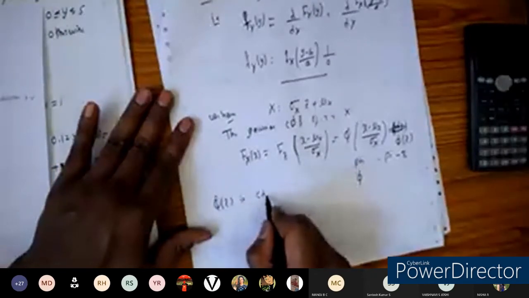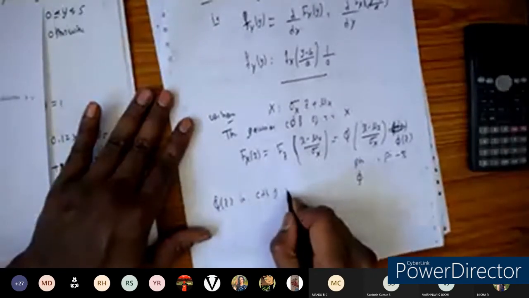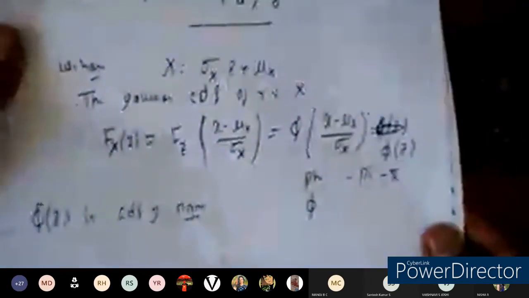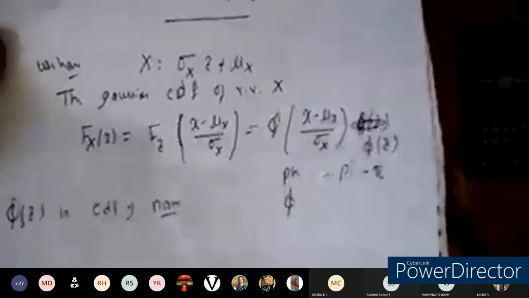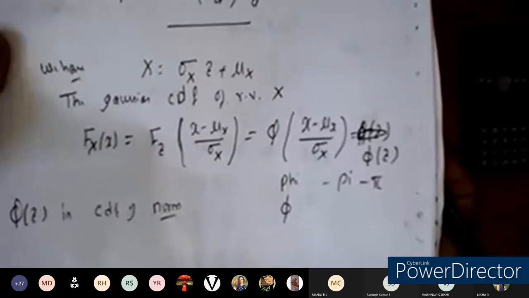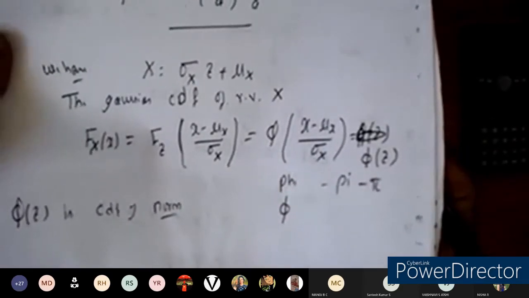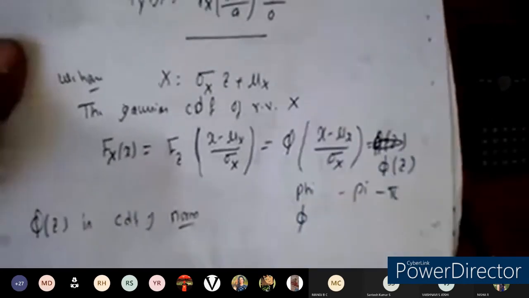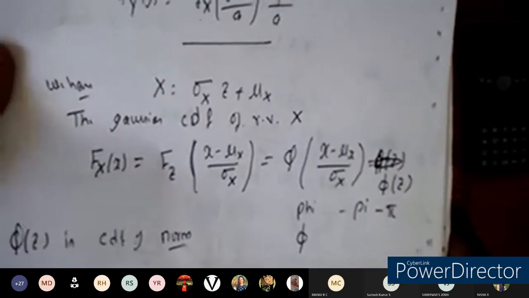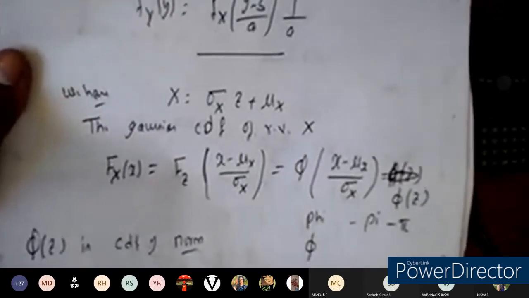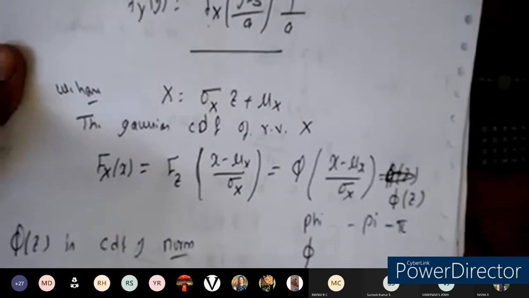Phi of z is the CDF of the normalized Gaussian random variable, given by the following. Okay, so that is the normalized Gaussian random variable.